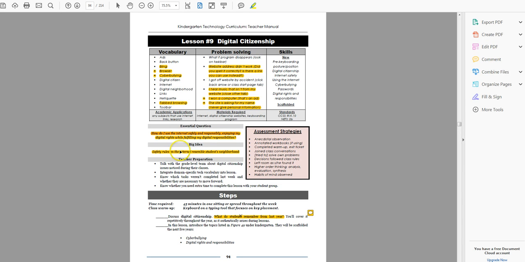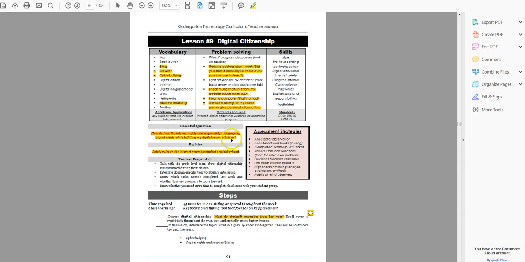Okay, the big idea: safety rules on the internet resemble the student's neighborhood. This is kind of a default for you. So if you find you're struggling to explain something to students, ask, how would you explain that in the real world? And you're probably going to be pretty close to the right way. Assessment strategies are pretty standard, very anecdotal: observing how they're doing it, asking them to annotate workbooks if necessary, that they become involved in class conversations, that they try to solve their own problems. These are typical of what you've seen so far in the lessons.